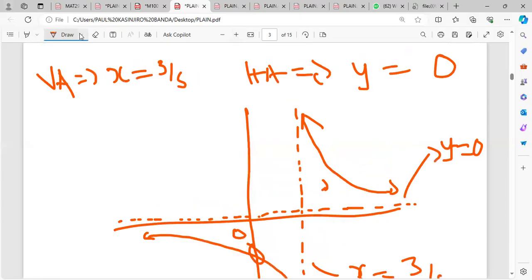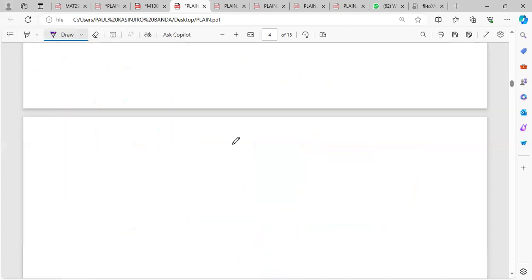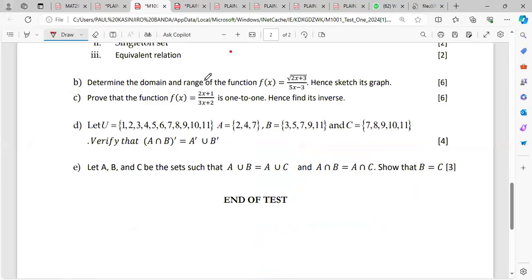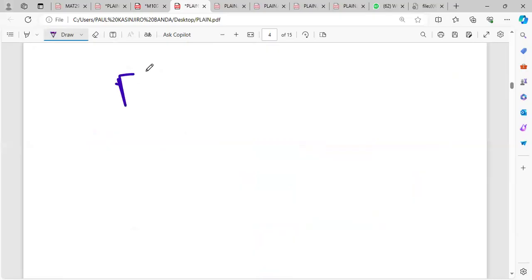Now, what question is it? The other question now: they're saying show that this is 1-to-1, hence find its inverse. So f of x is equal to 2x plus 1 over 3x plus 2.